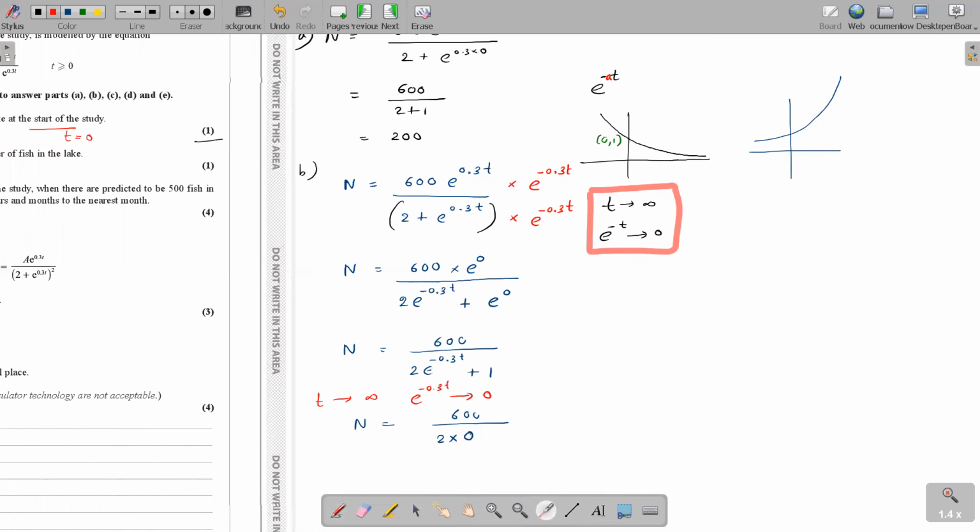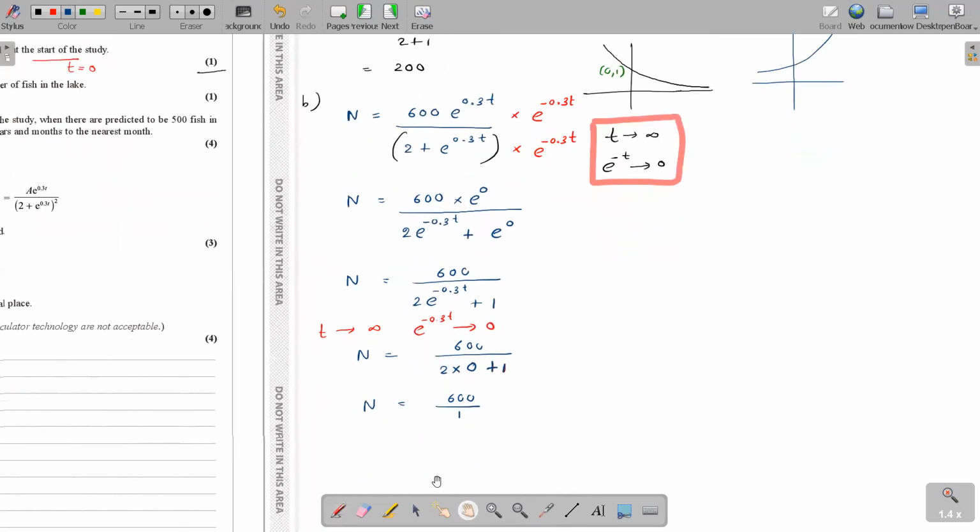This guy becomes 0, plus 1. So that gives me n equals 600 over 2 times 0, which is 0, plus 1. So the upper limit of your population is simply 600.